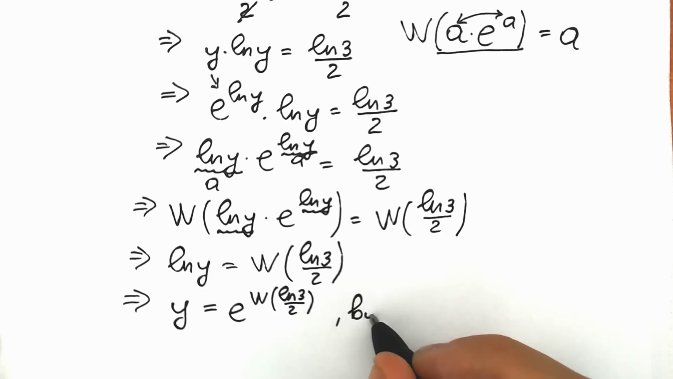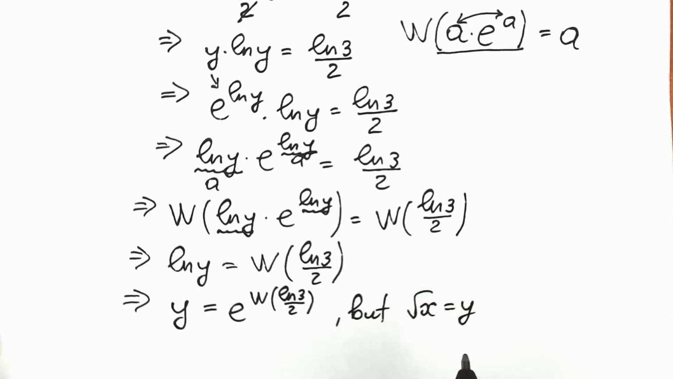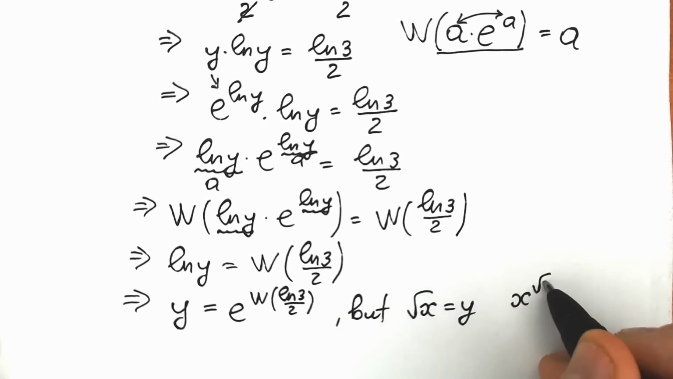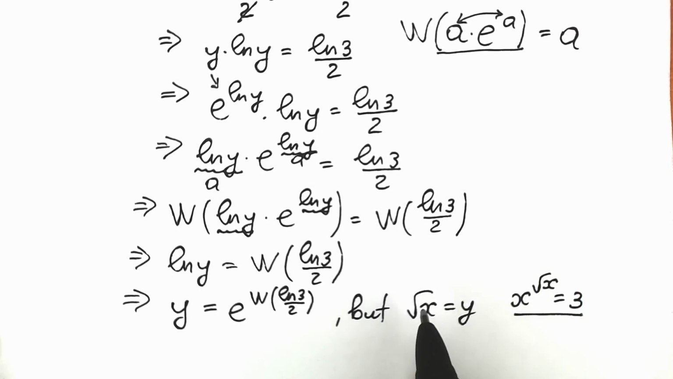So let's write, but square root of x equal to y. So it's not our final answer. In the beginning, we had x to the power square root of x equal to 3. This is our question in the beginning, so we need to find our x. Right here we have y, we need to find our x.